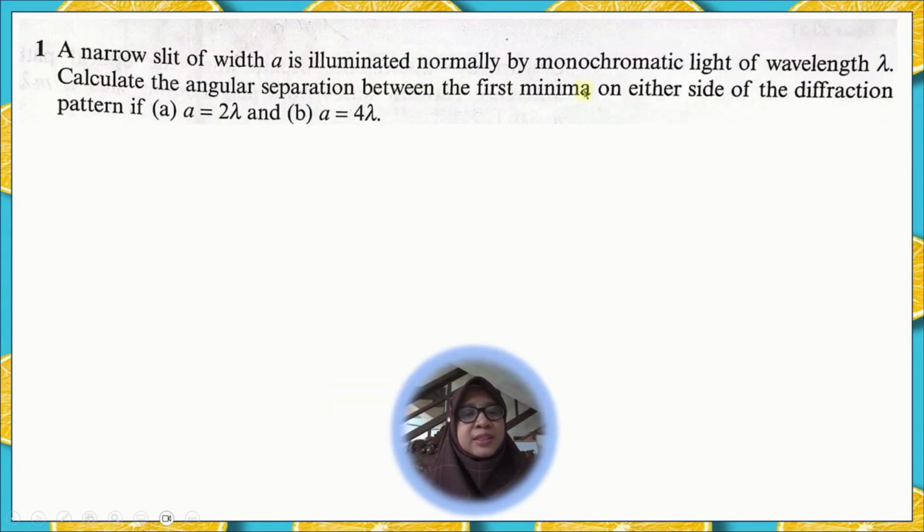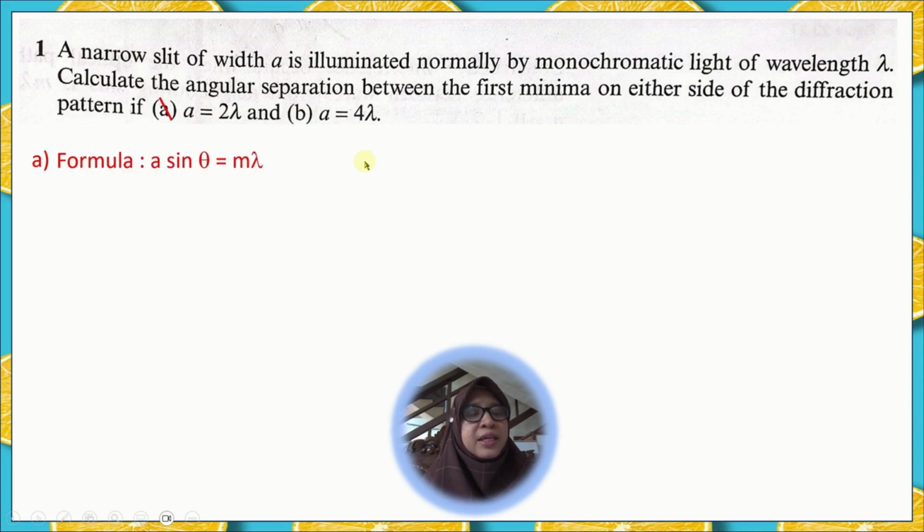Okay, so first question. A narrow slit of width a is illuminated normally by monochromatic light of wavelength lambda. Calculate the angular separation between the first minima on either side of the diffraction pattern if (a) a equals 2 lambda and (b) a equals 4 lambda.